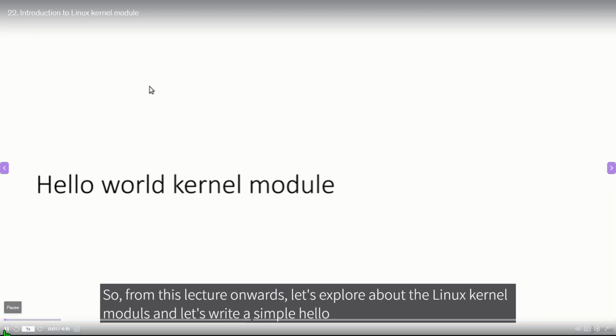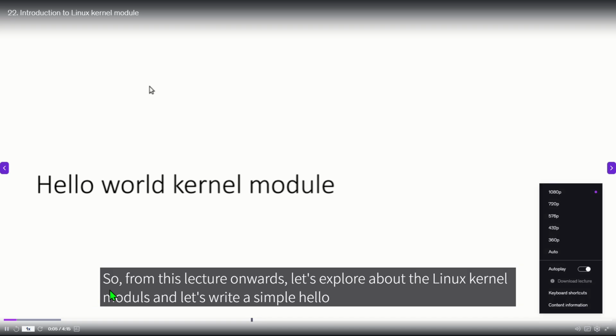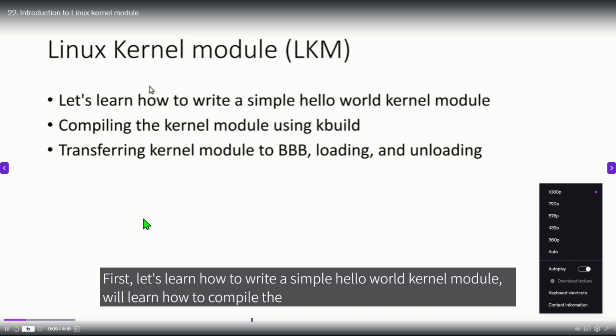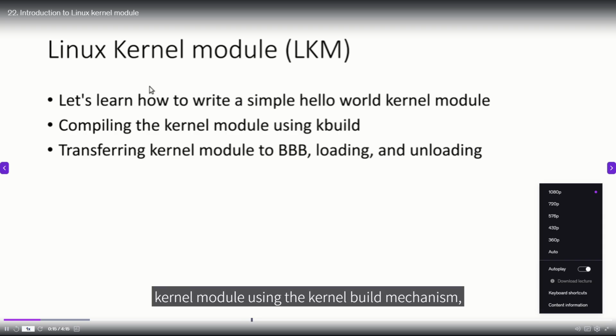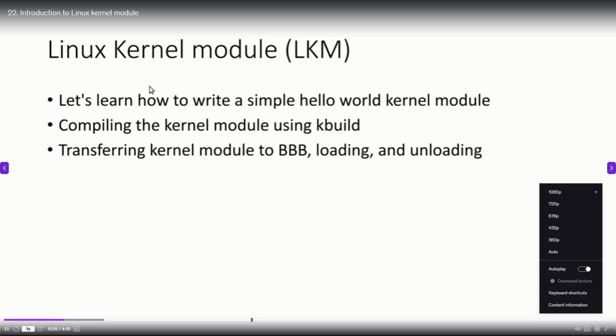So from this lecture onwards, let's explore the Linux kernel modules and let's write a simple Hello World kernel module. First, let's learn how to write a simple Hello World kernel module. We'll learn how to compile the kernel module using the kernel build mechanism and transfer the kernel module to the BeagleBone Black hardware, loading it and unloading it.